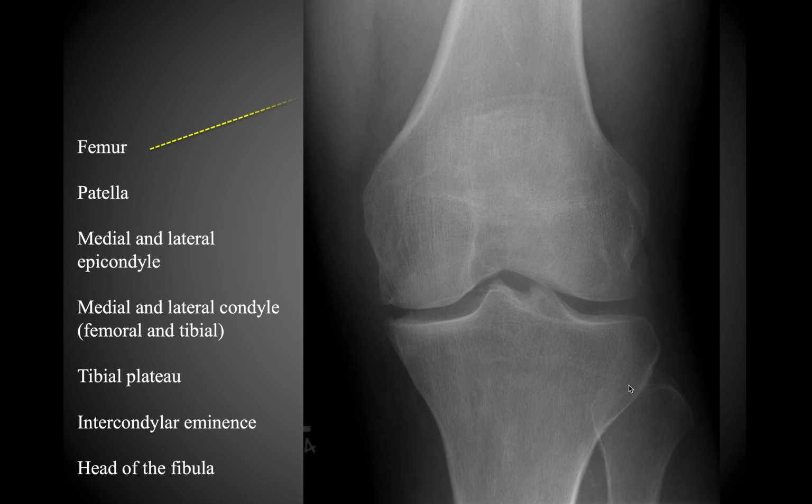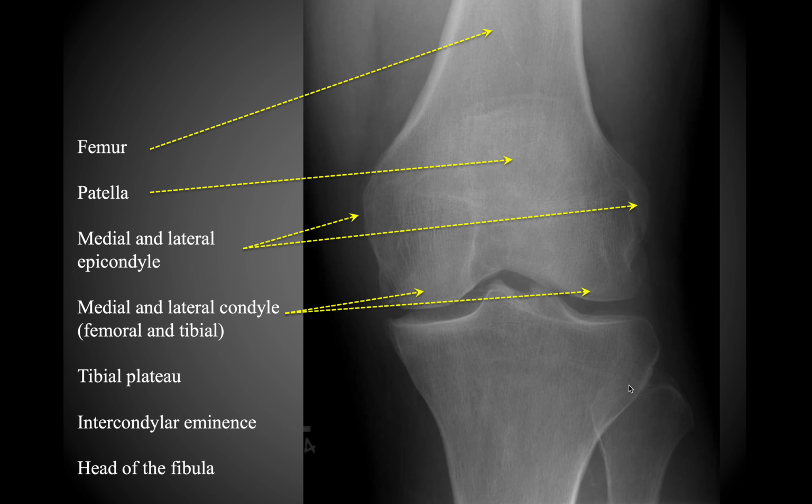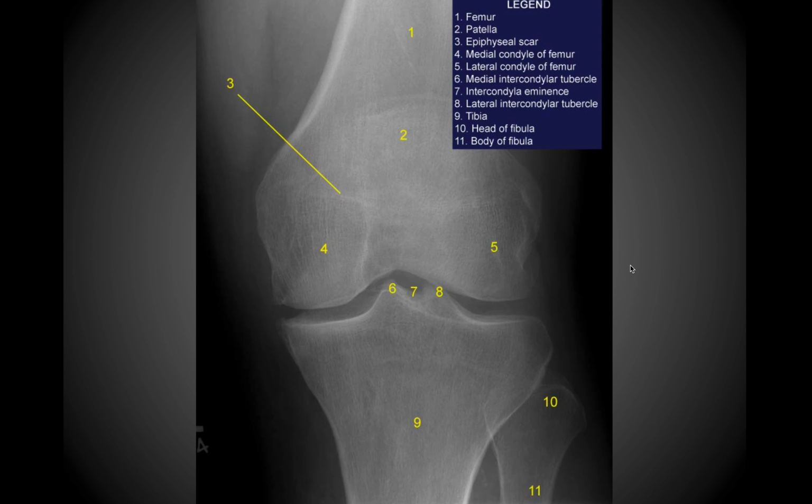Going through the structures on this AP view, we can see the patella and the femur, the medial and lateral epicondyles, along with the medial and lateral condyles. Again, this is medial over here and this is lateral over here. Then the tibial plateau and the intercondylar eminence, which remember is where the ACL attaches, at the anterior aspect of it, and we can also see the head of the fibula. This is another AP view with a number of these different structures pointed out for you on this specific image.